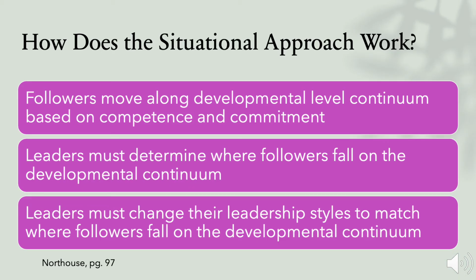Moving on to how does the situational approach work? To sum it up simply, followers move along the developmental level continuum from D1 to D4 based on competence and commitment. The leader must determine where the followers fall on the developmental continuum, and from where that determination is, the leader must change their leadership styles to match where the followers fall on that developmental continuum, whether it be D1, D2, D3, or D4.